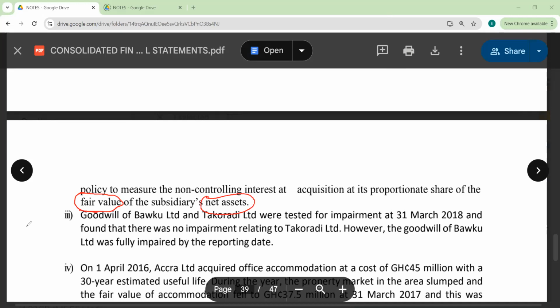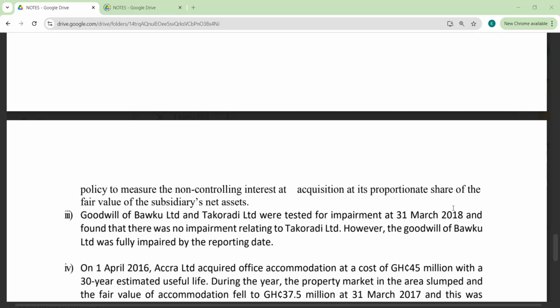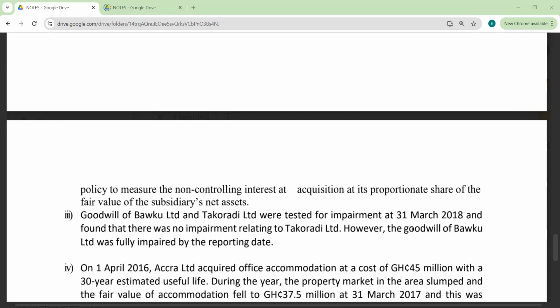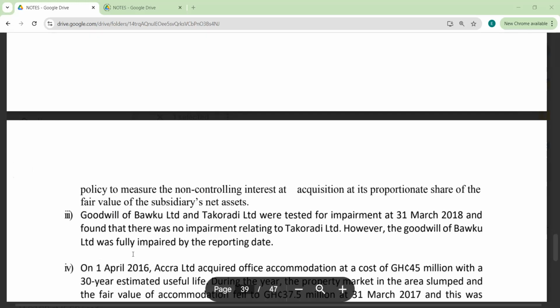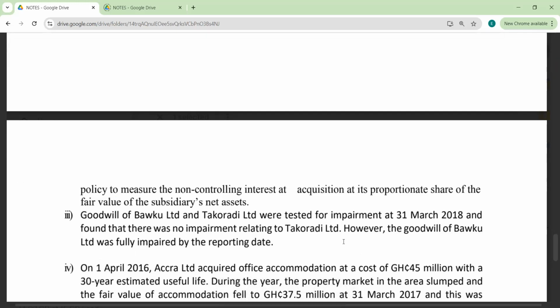Note 3. Goodwill of Bokun Limited and Tadi were tested for impairment at 1st March 2018 and found there was no impairment for Tadi. However, goodwill of Bokun was fully impaired by the reporting date. Okay, we'll do it. Don't close the net asset workings, I beg you.